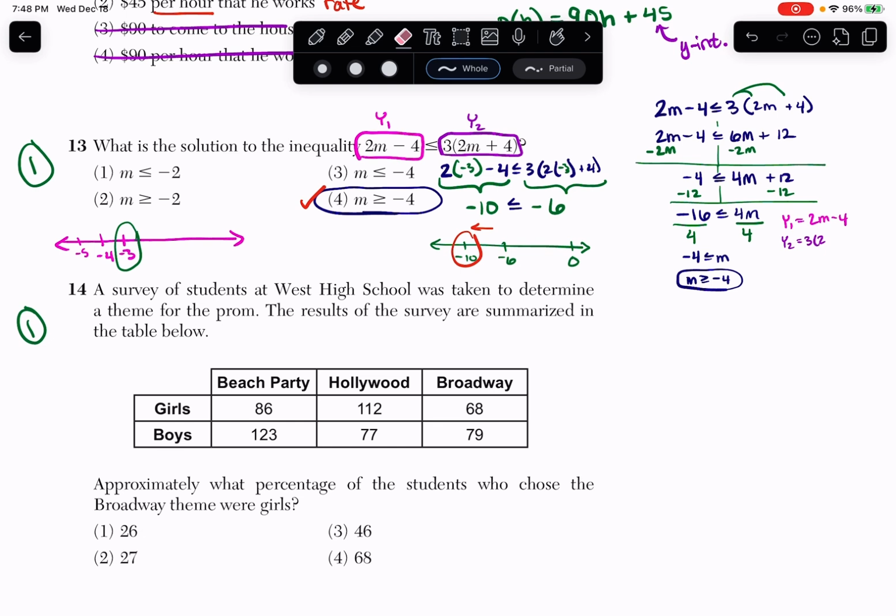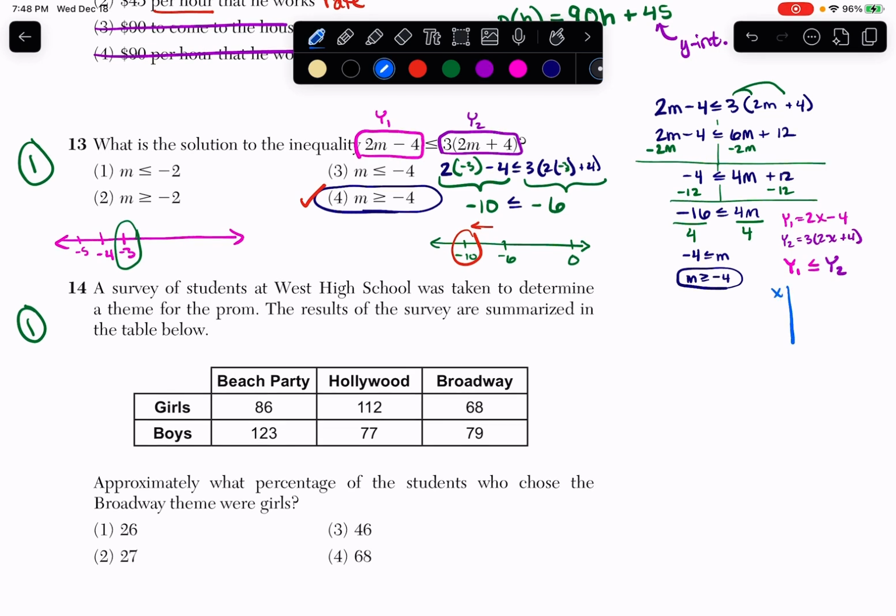And actually, when I type these in, I have to make the m's into x's. So y1 equals 2x minus 4, and y2 equals 3 times 2x plus 4. Right? So I have the two things that I'm comparing. And I know my goal is y1 should be less than y2. What I'm looking for is when does that happen? When is y1 less than y2?